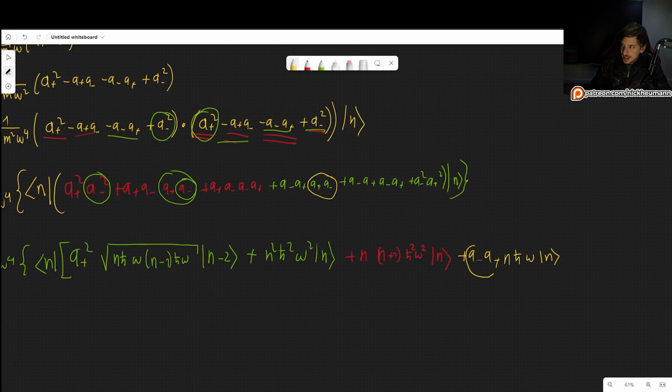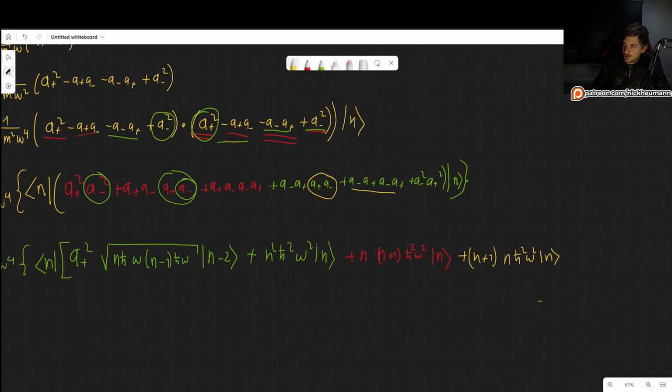Now, what about a minus, a plus? We also calculated it very recently, right? We know that that will simply give us, from a plus, we get square root of n plus 1 h bar omega. Then we apply the lowering operator, which gives us square root of n plus 1 h bar omega. And we are still in state n. So basically, we multiply by n plus 1 h bar omega, so this squared, right? So it's now going a lot faster.